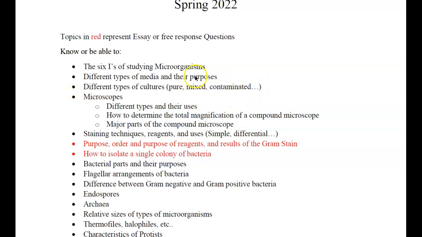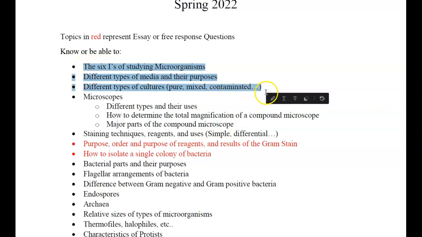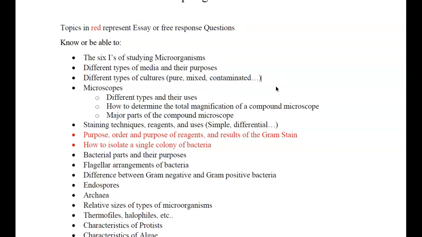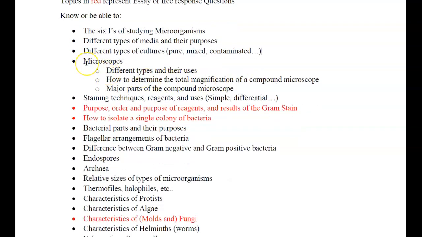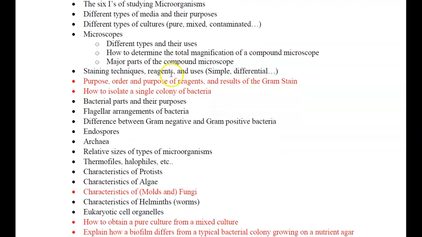In terms of the top three, the first three right here, you want to know them in pretty good detail, even a few examples of media as well. As well as microscopes, you want to be able to tell me the fundamentals of the different types, for example, light microscope, dark field, electrons, stuff like that. The rest of this is fairly straightforward down the line here.